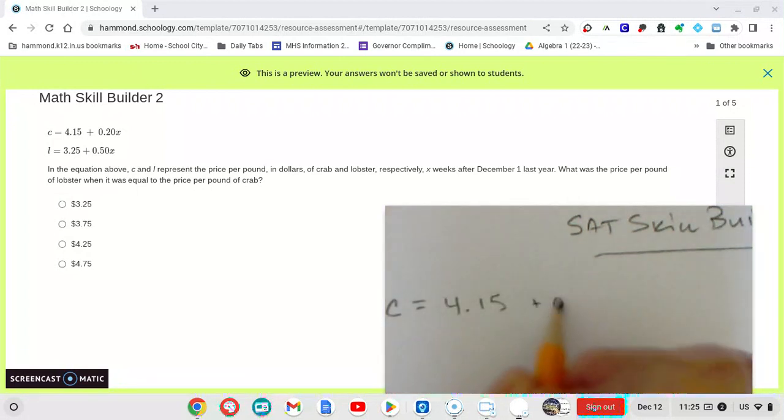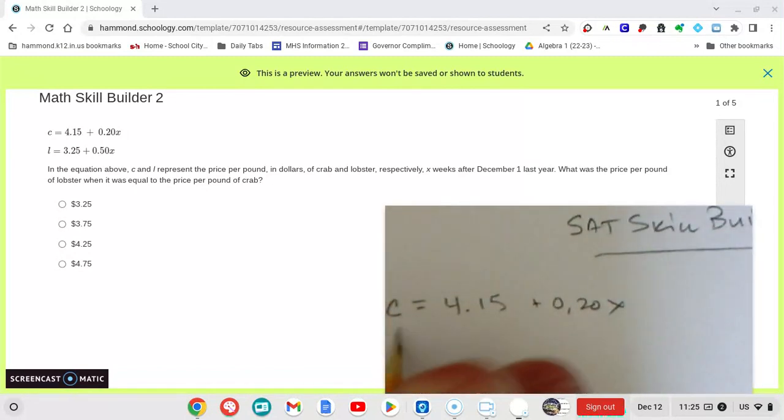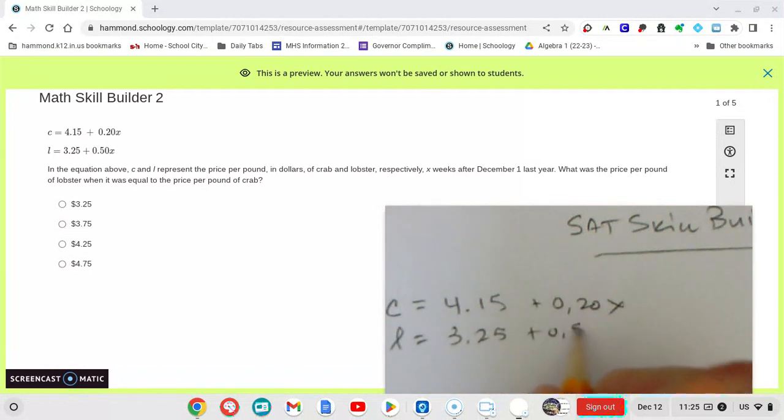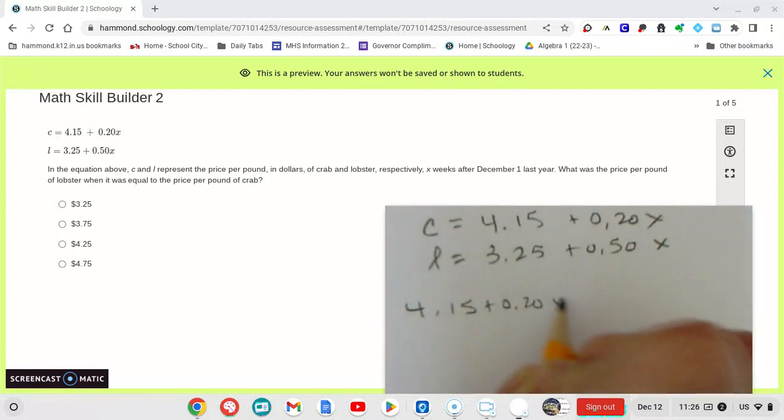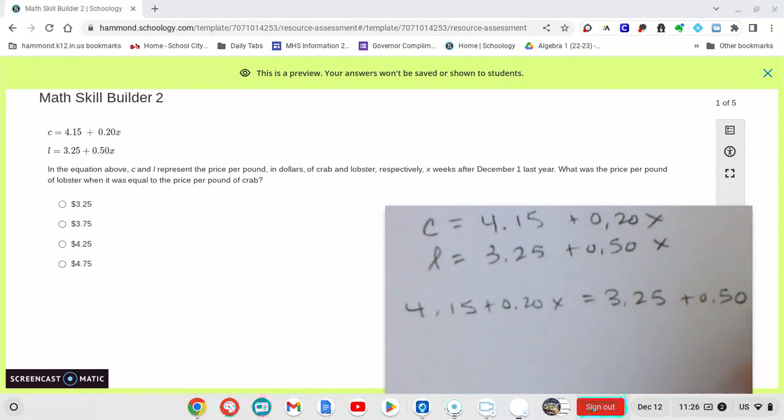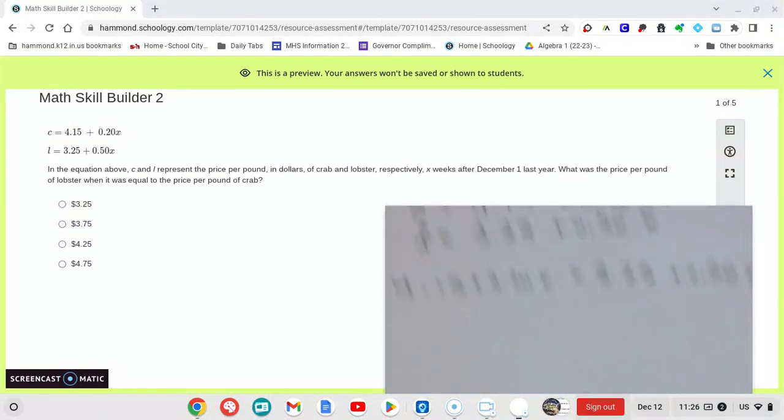If these are my two equations, it wants to know, what is the price per pound of lobster and crab equal? So the price per pound of crab is represented by this expression, price per pound of lobster represented by this expression. So when are they equal to each other? So we need to take these two expressions and set them equal.